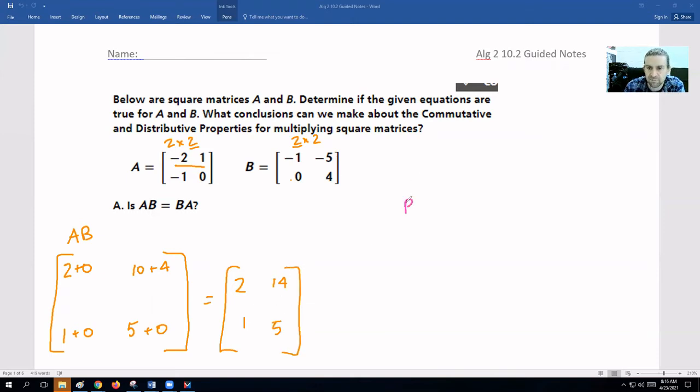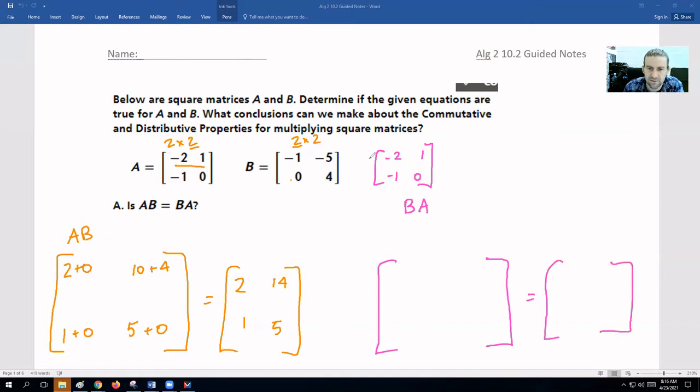Let's see what that is if we did B times A. All right, so you might have to switch gears, or maybe rewrite A over here, and that's what I'm going to do here. -2, 1, -1, 0. All right, so if I was going to do B times A, maybe we'll put the answer here too, just to simplify things.